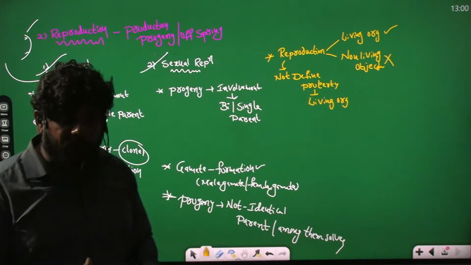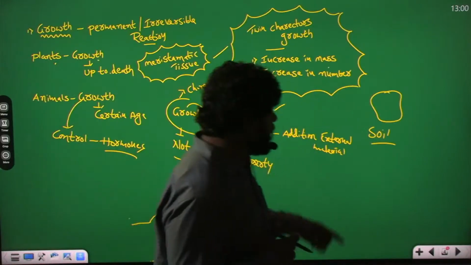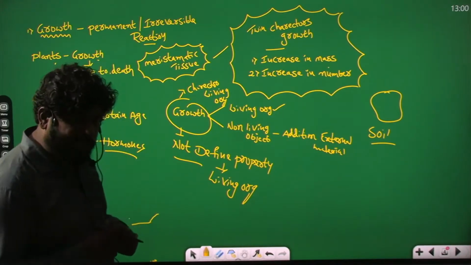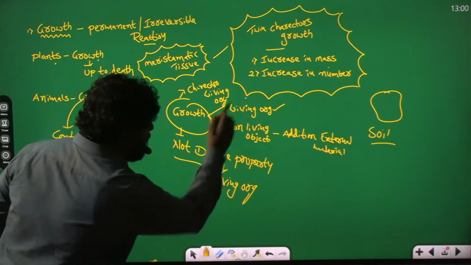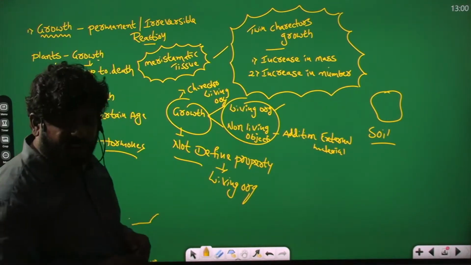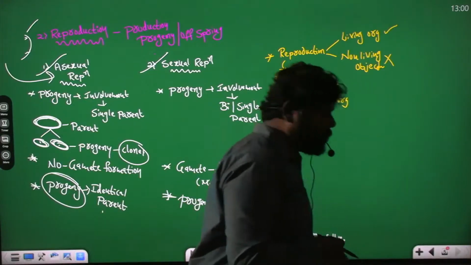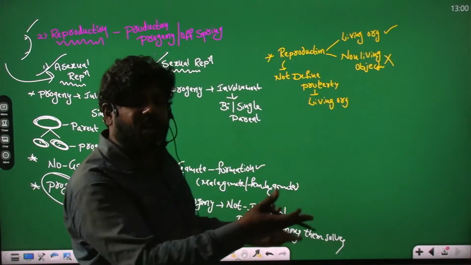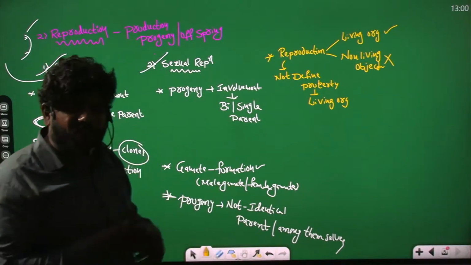In the growth point of view, why is growth not a defining property? Because it is reported in both living and non-living. But here, reproduction is reported in only living but not in non-living. Even though, we are not using the term reproduction as a defining property. Why, sir?